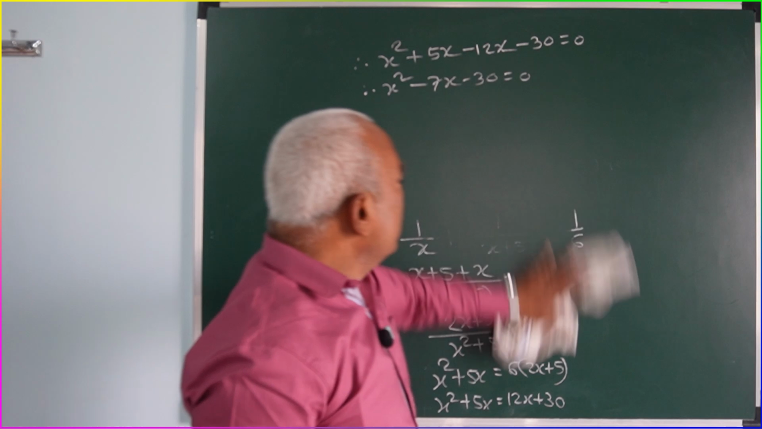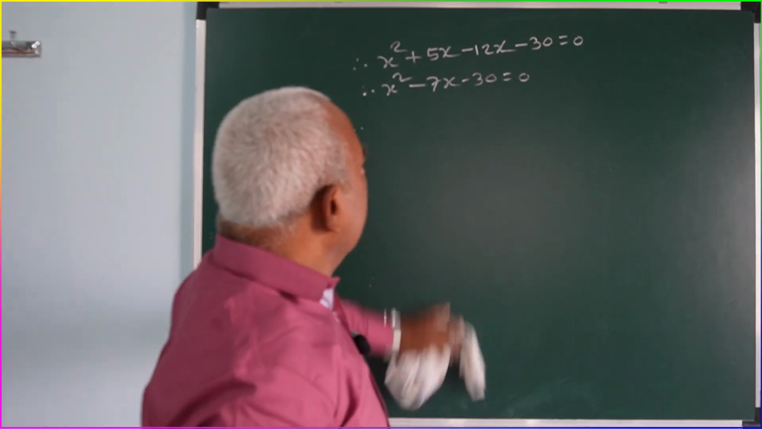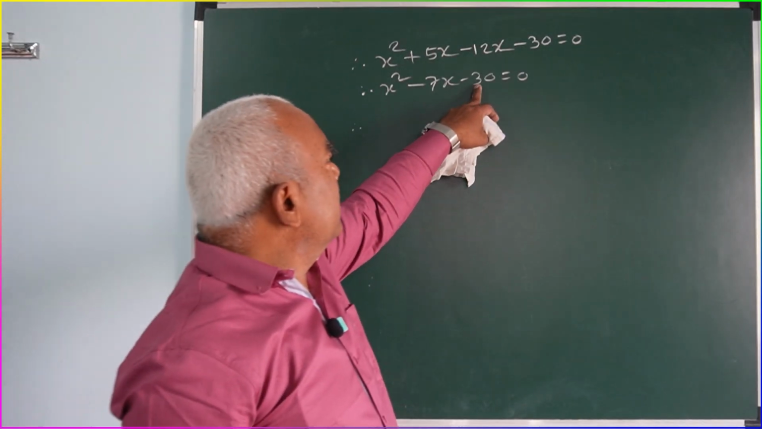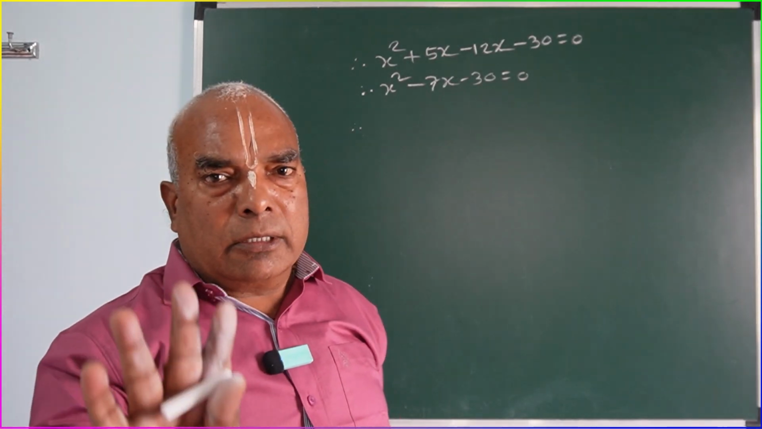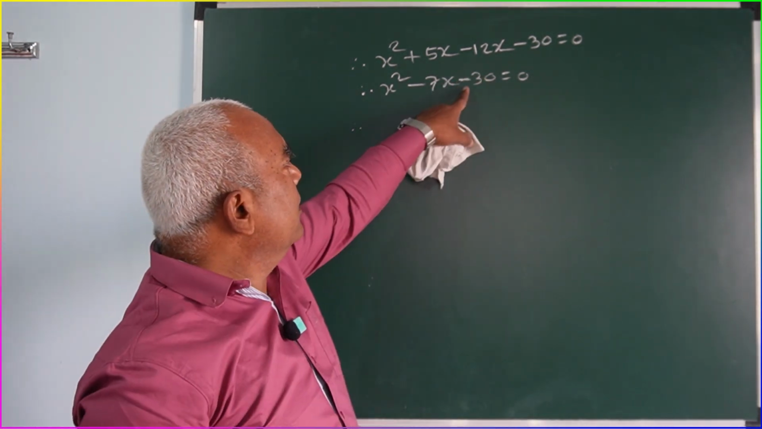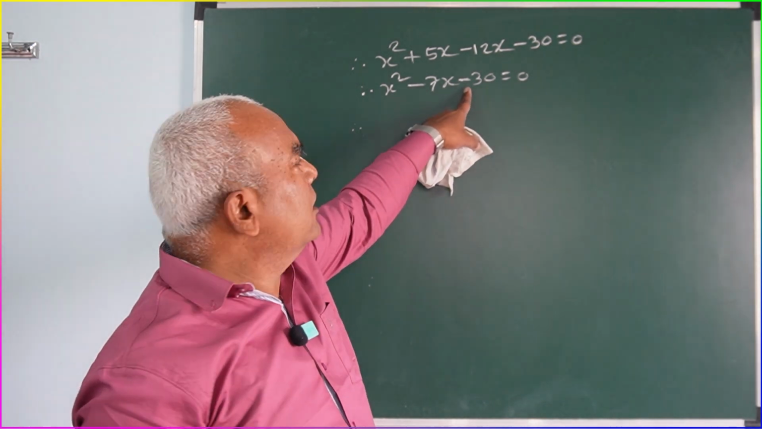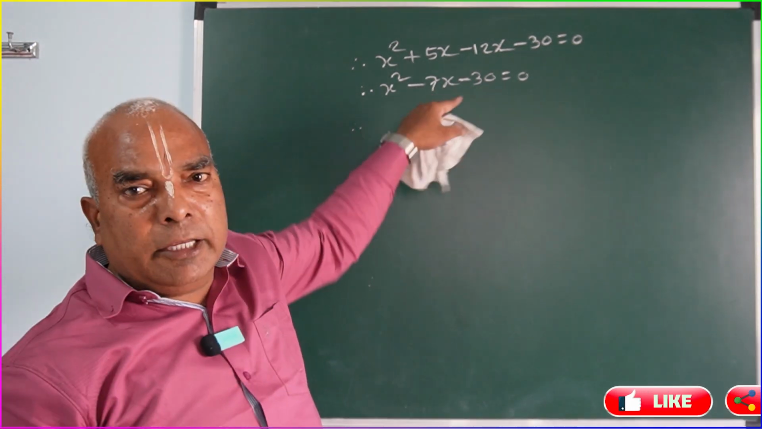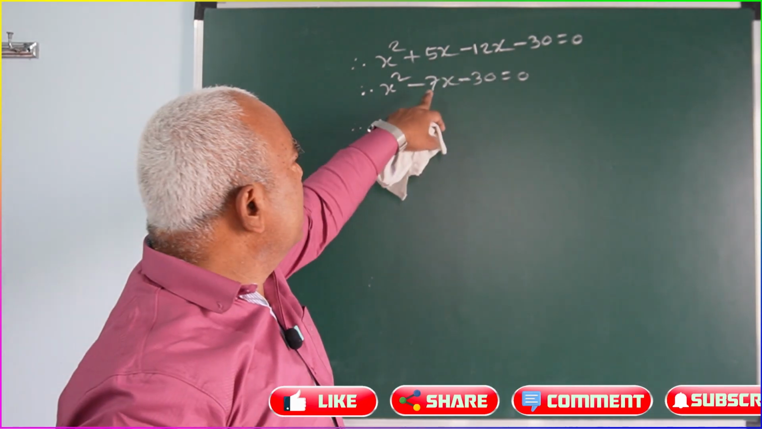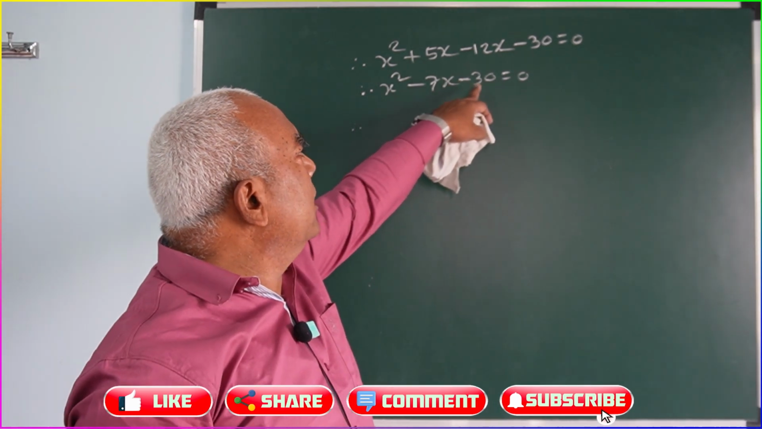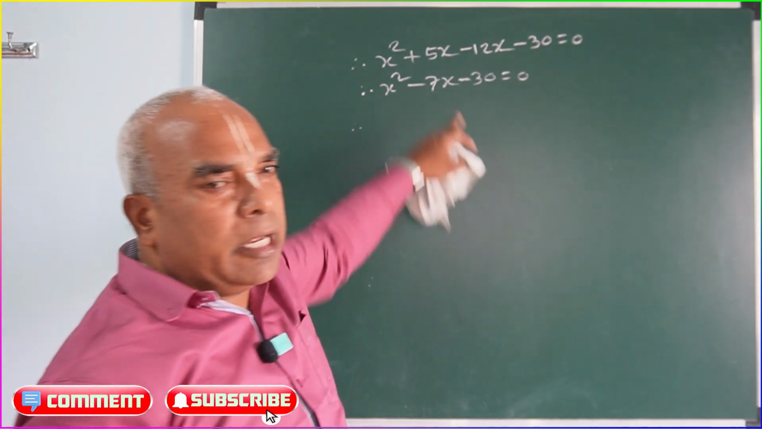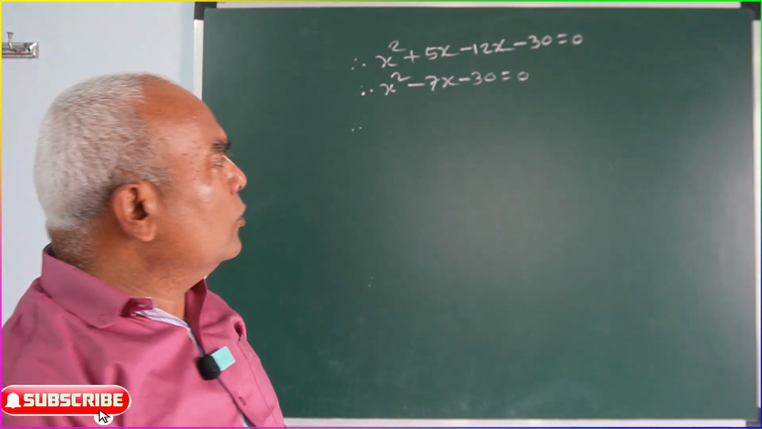Now we have to find two numbers such that the subtraction should be 7 and the multiplication should be 30. Subtraction, why? Because here is a minus sign. If there is a minus sign, we think so that the subtraction is 7. If there is a plus sign, we think so that the addition should be 7 and the multiplication should be 30. But here is a minus sign, so subtraction should be 7 and multiplication 30.